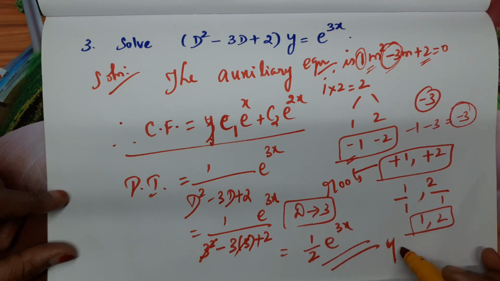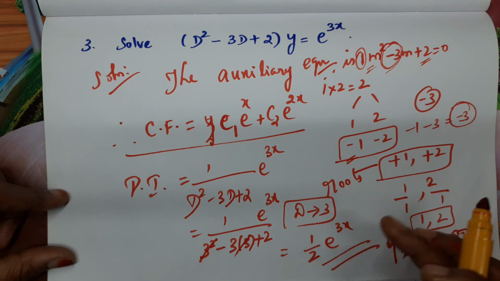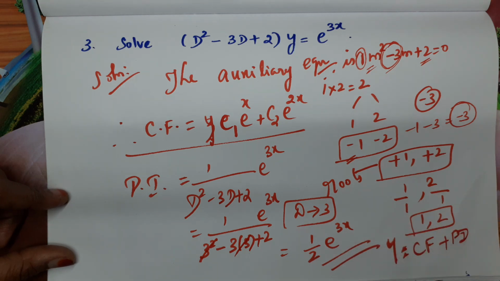And finally the solution is CF plus PI. CF is this, PI is this one. Adding these two will give the general solution. Is it clear?